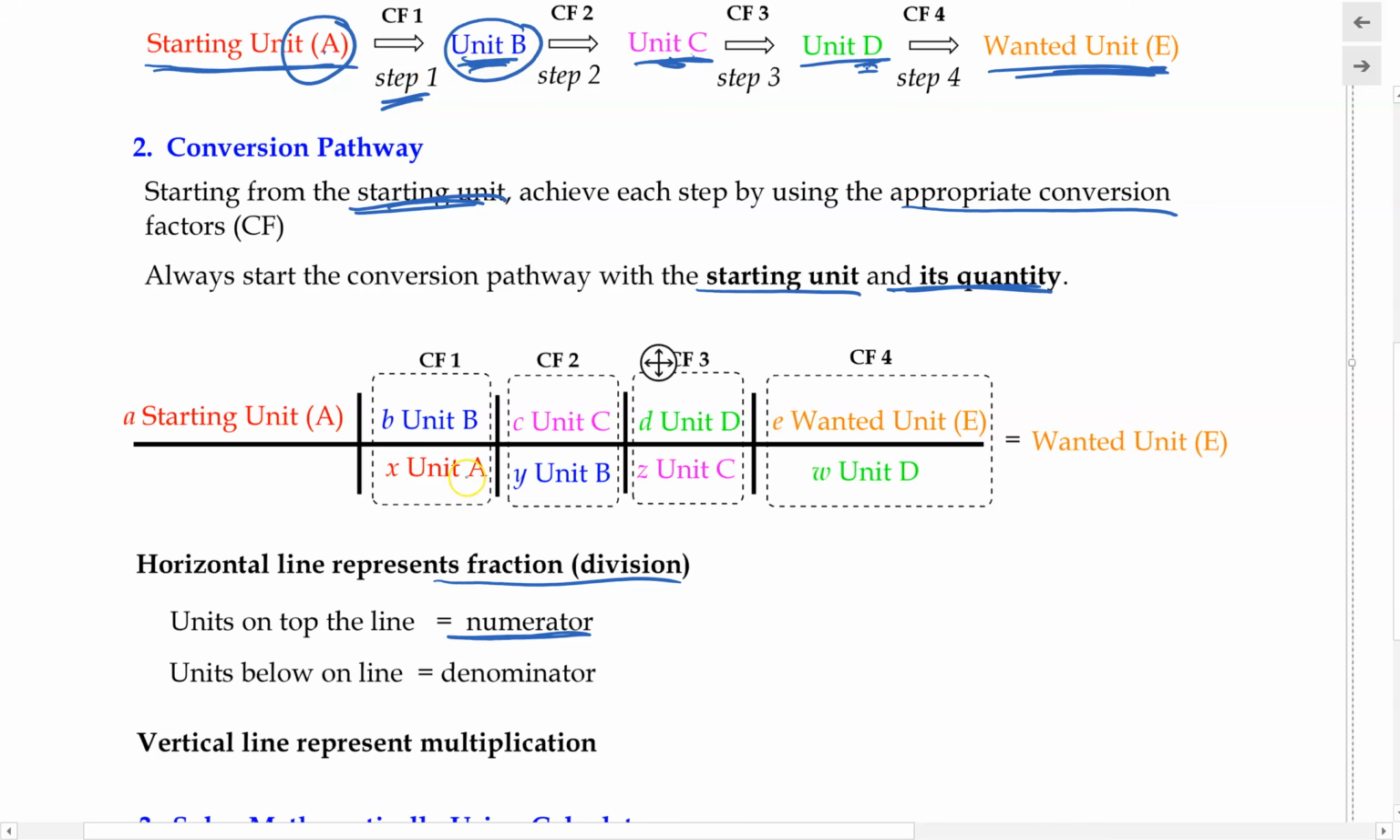So we'll put A on the denominator and B on top. So that will be the first conversion factor that we have to have in order to convert from unit A into unit B. And this is how we will do it. Now when we do this, the unit A will cancel with the unit A, and we'll end up with unit B on top.